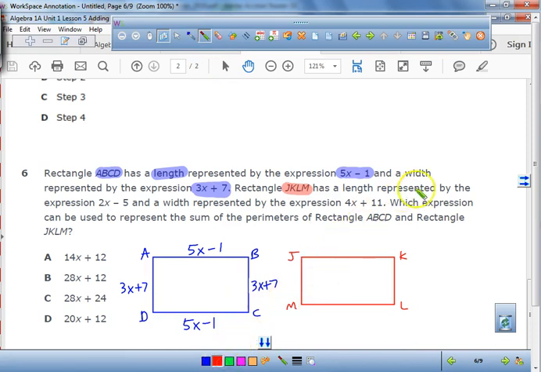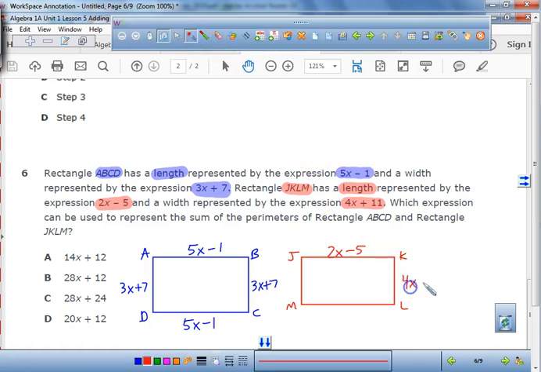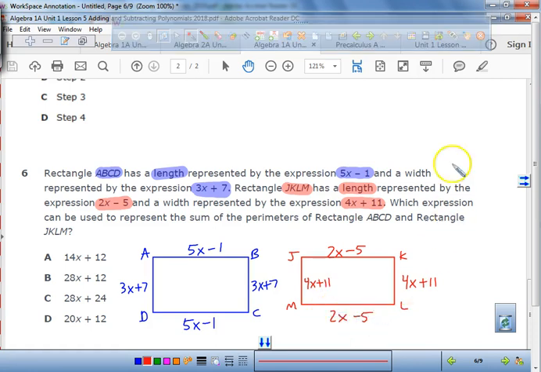Now, JKLM has a length that is what? 2x minus 5, and it has a width of 4x plus 11. So here's what I'd like you to do. Right here, right? 2x minus 5, and over here put 4x plus 11. Okay. Opposite sides are what? Opposite sides are equal. All right, very good.